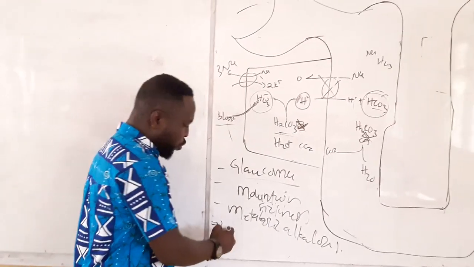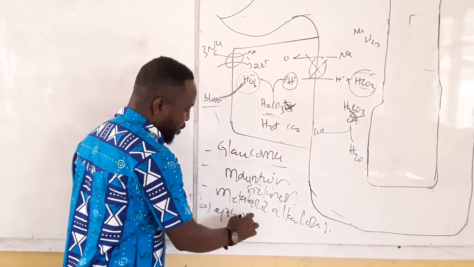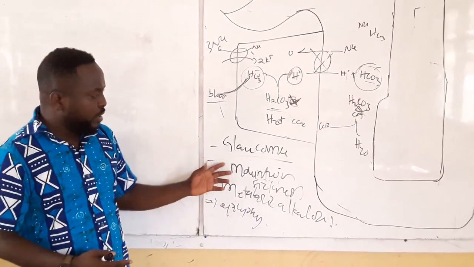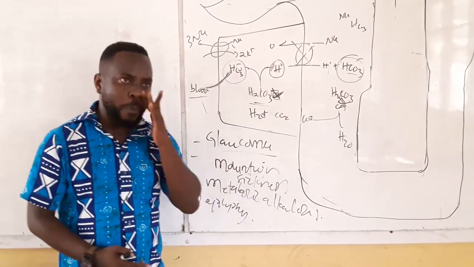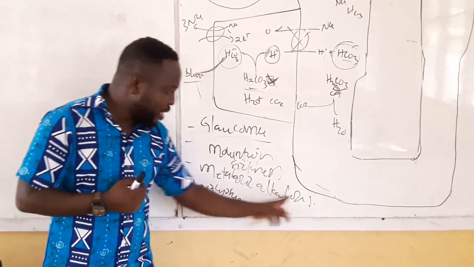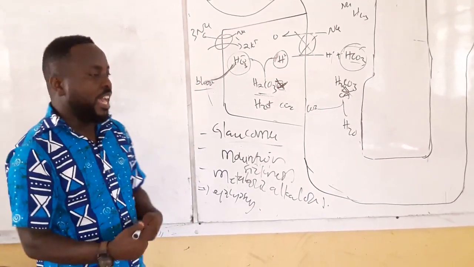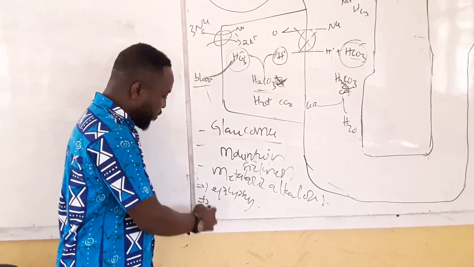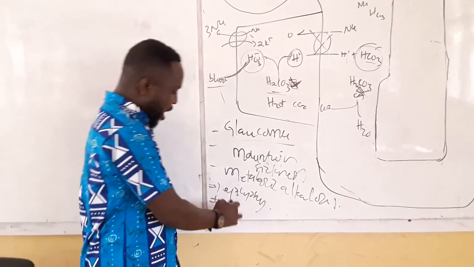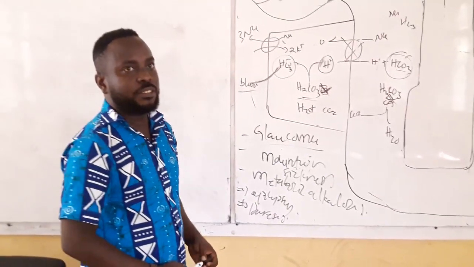Then this drug is also used to manage epilepsy, but the mechanism isn't that clear. So with the uses of this drug, we use it to manage glaucoma, mountain sickness, metabolic alkalosis, and epilepsy, and we can use it to produce a minor form of diuresis. So it means that this drug can produce diuresis, but that's not the main use of this agent.